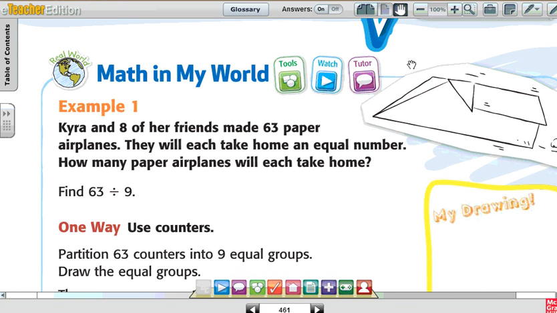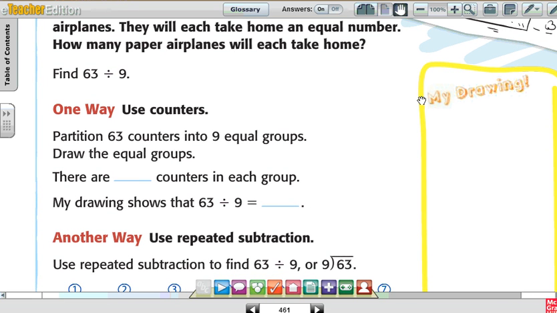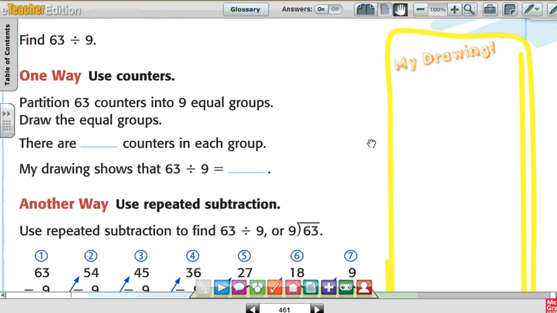Kyle and 8 of her friends made 63 paper airplanes that they will each take home an equal number of. How many paper planes will each take home? You can use counters. It says partition 63 counters into 9 equal groups. So what they would do is make 9 groups.